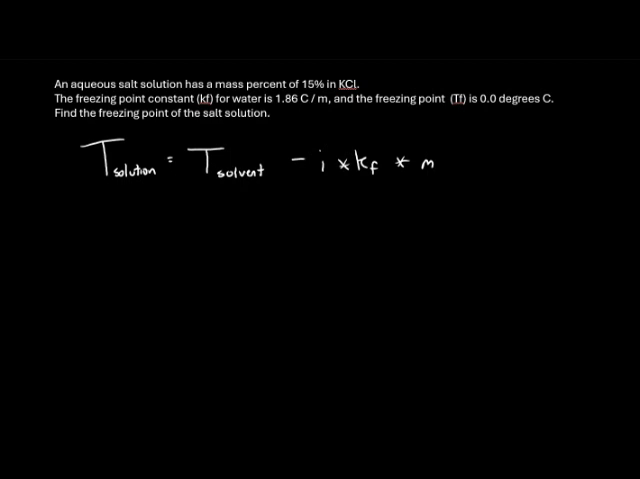Let's hit pause for a moment and go through what each of these symbols means. T solution is the freezing point of the solution. In the third line of the question, it's asked us to find that. We'll box that in and remind ourselves this is the final objective of the problem, to find the freezing temperature of the solution. We'll say equals, and now temperature of solvent stands for the freezing point of just the solvent.